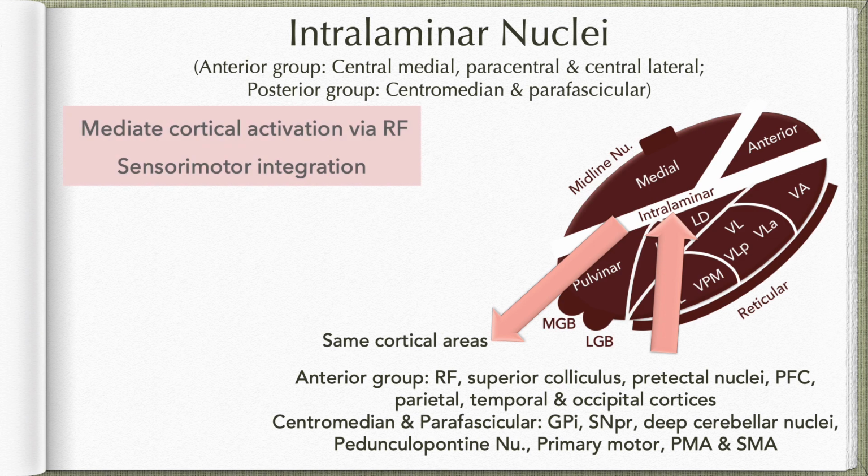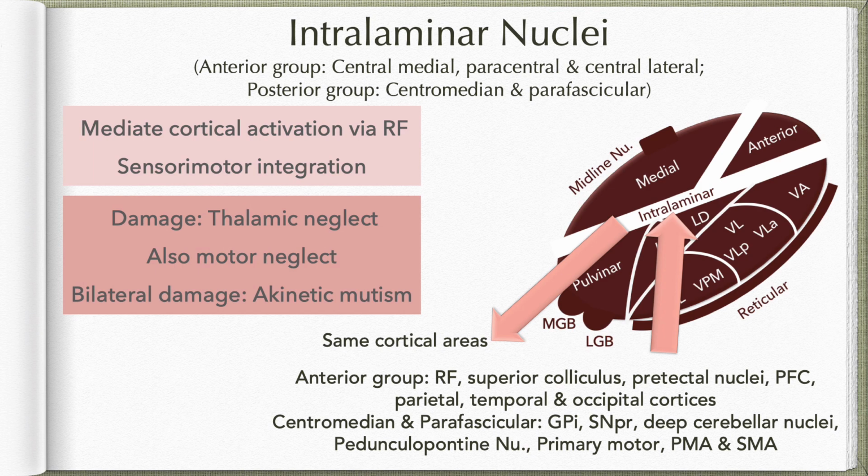So the function of the intralaminar nuclei is that they help in mediating cortical activation because of their input from the reticular formation. The posterior group is also involved in sensory motor integration. Any lesion to the intralaminar nucleus will result in thalamic neglect, that is, both the corporeal and extracorporeal contralateral half will be neglected if the intralaminar nucleus is involved on one side. It may also be associated with motor neglect, that is, the contralateral half of the body will show reduced movement.